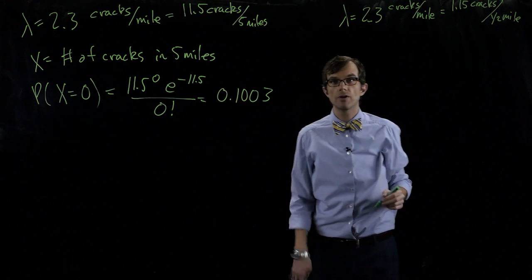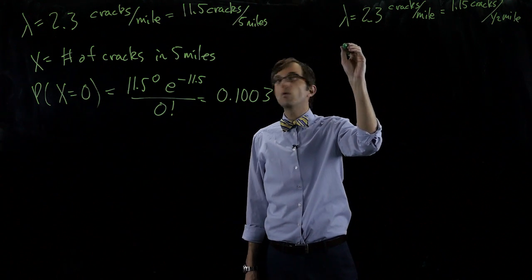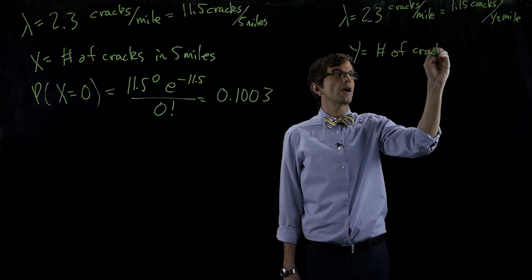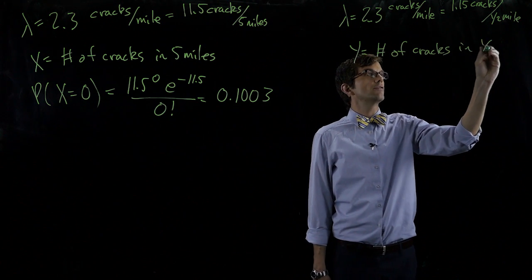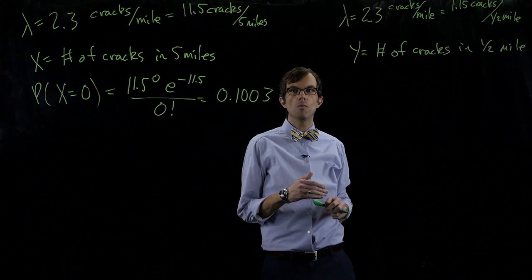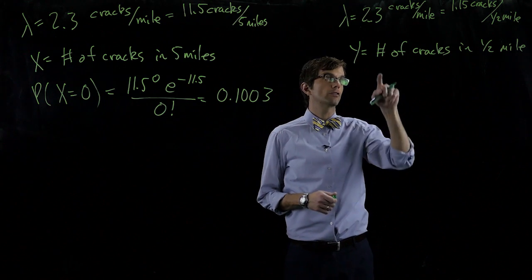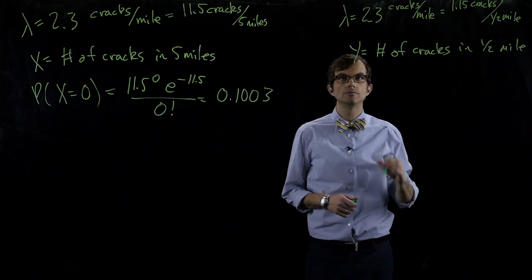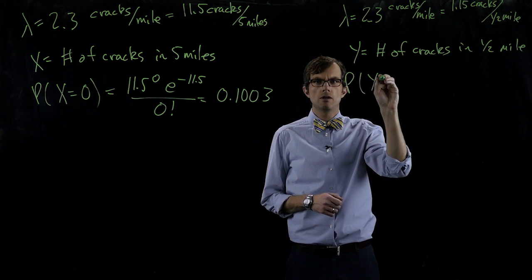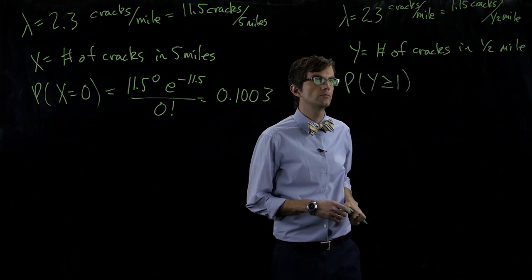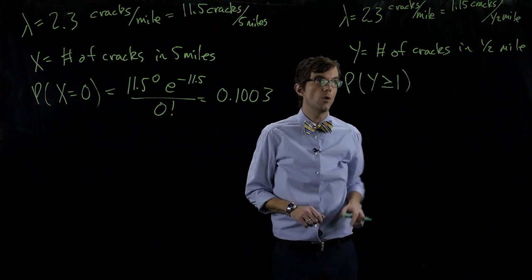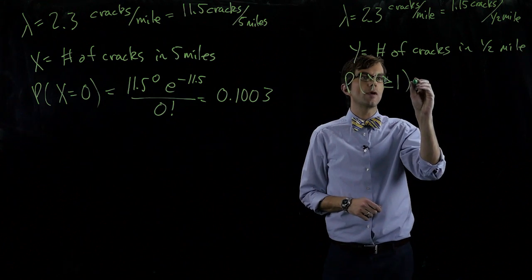And our random variable, let's call it y, is going to be the number of cracks requiring repair in half a mile. Now we want to know what's the probability that at least one crack is going to require repair in the next half mile. That's the probability that y is at least 1. At least one or more, inclusive of 1, cracks in the next half mile.